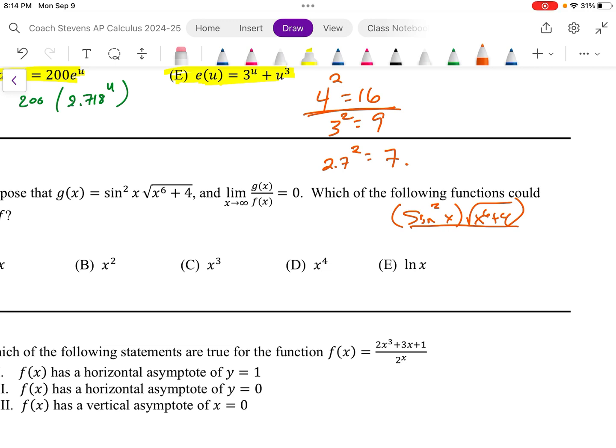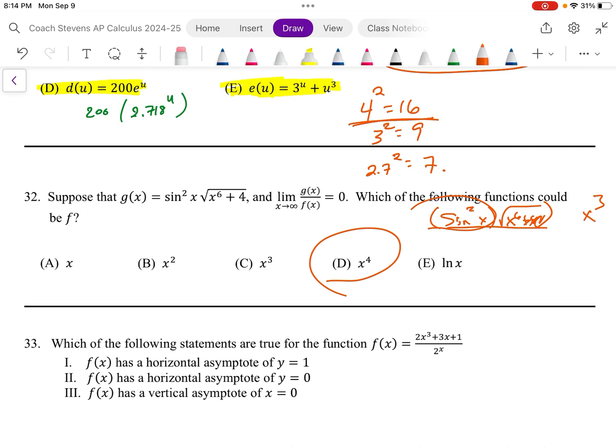And so the 4 is not going to affect stuff much, and so the square root of x to the 6 is really x to the third. And then it's times this sine squared x. And so what I'm thinking is that it's got to be dx to the fourth, because we need the degree on the bottom to be bigger than the degree on the top in order for it to be 0 as I go out to infinity, because that means the bottom's got to be a bigger degree.